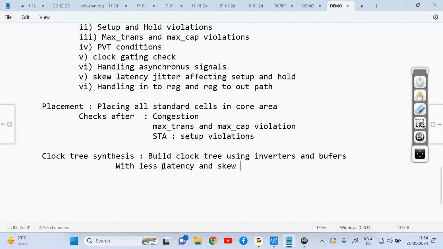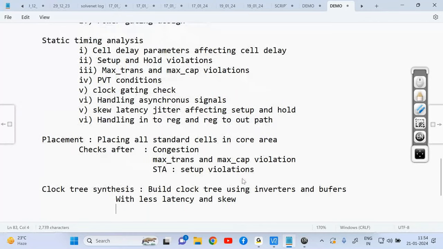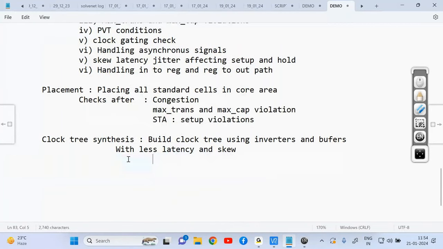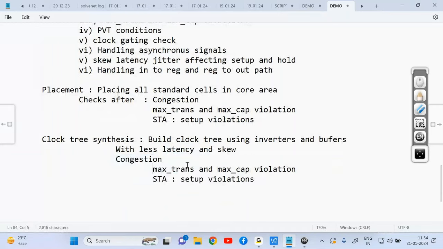So after building the clock tree, again I have to do this what? STA, right? Do STA. So do all these checks, right? Max cap, max transition. So congestion, all these checks we have to do again. Congestion means whether I can route the cells or not, right? That is called as congestion.